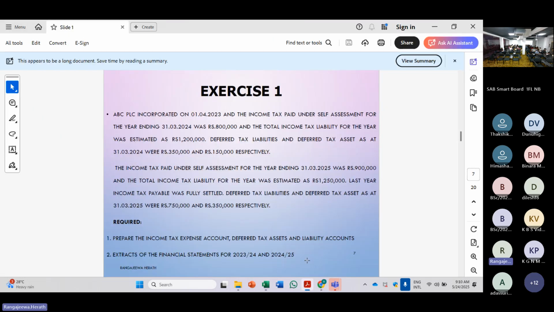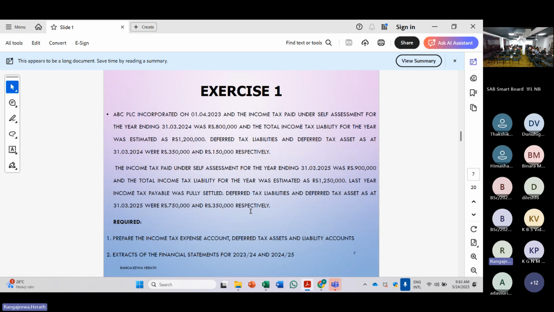Deferred tax asset and liability. Asset and liability is given as at a particular date. Asset balance එකක් තියෙන්නේ not for a period, right? Asset and liability be present on the statement of financial position balance as at 31st March. So the deferred tax asset and liability as at 31st March 2025, 750 and 350 respectively.